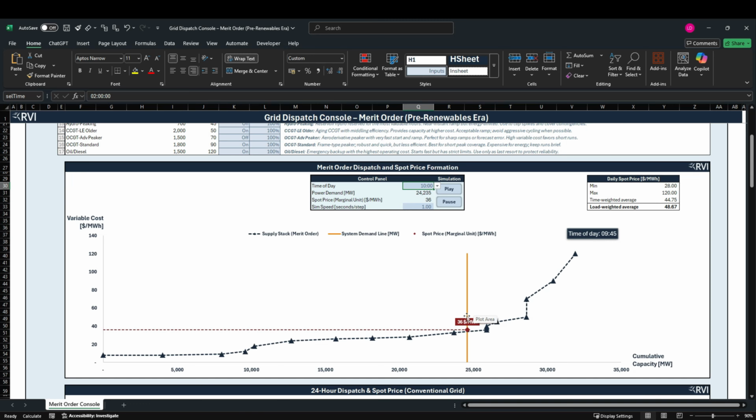Through the late morning and early afternoon, demand is fairly stable. We are running a mix, baseload plus some mid-merit.